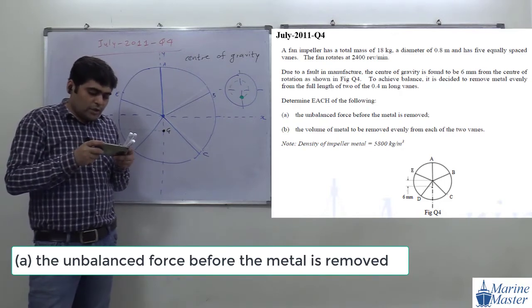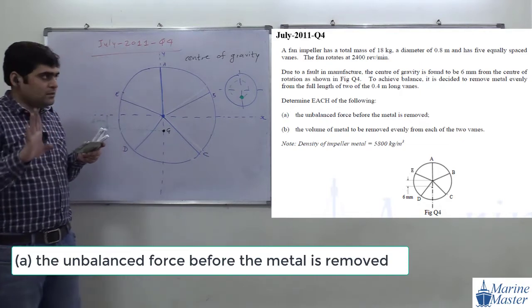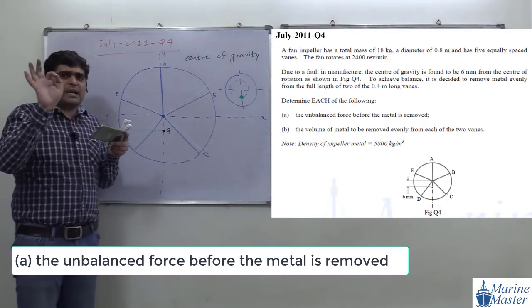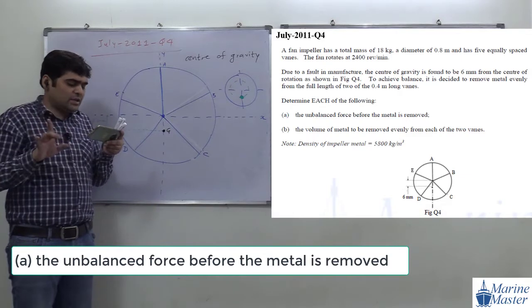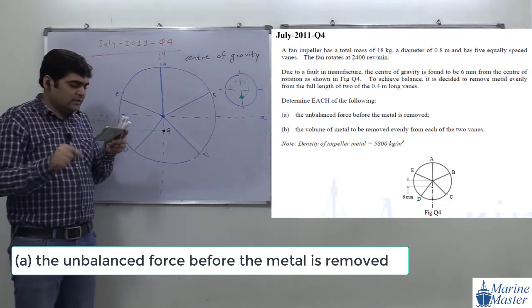Okay, good. So now try to see the A part, what they are asking us in the A part. A part is very, very simple. That's why the marks of the A part are also very less.